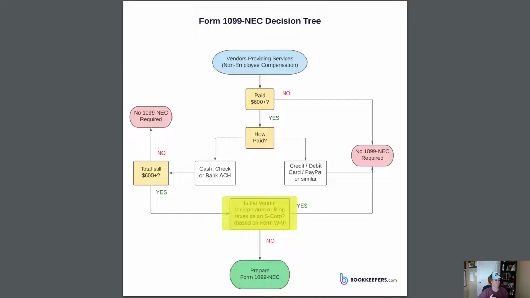Is the vendor incorporated or filing taxes as an S Corp based on Form W-9? This is part of the information that I wanted to teach today. Say you send a note to all the vendors that you've worked with over the year, and you say, please fill out this W-9 form, and they come back to you, and you're going to have to decide, okay, with this information that they sent back, do they require a 1099? I want to walk through the W-9 form. There's a handful of options that a business could check, and depending on what they check, you need to send one, or you might not.